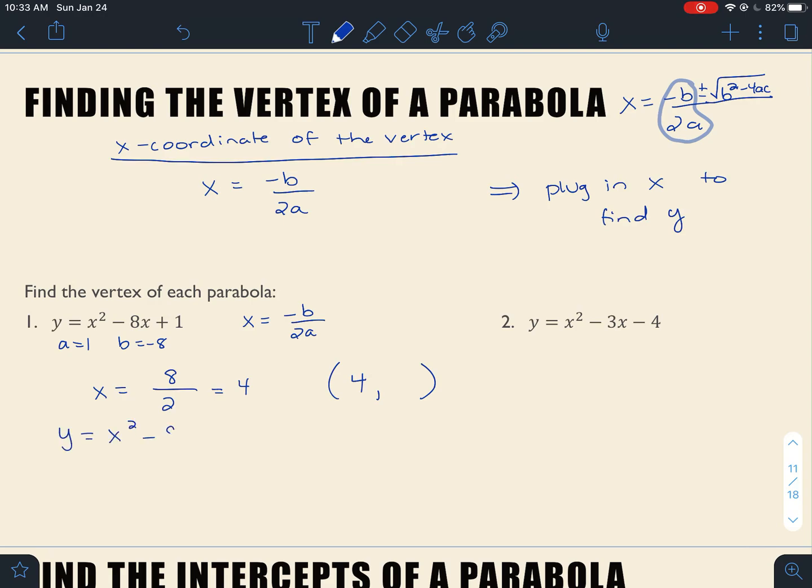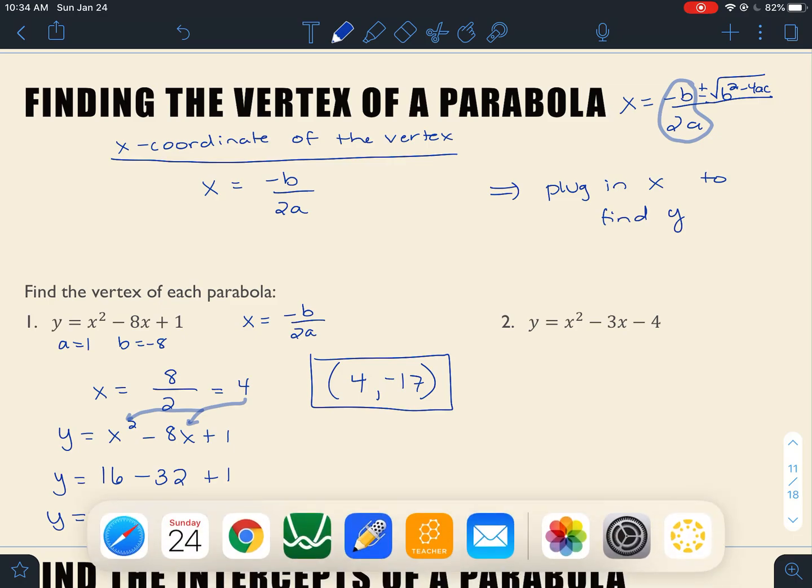So y equals x squared minus 8x plus 1. So I'm going to take that 4 and plug it in for both of my x's. So y is going to equal 4 squared is 16, minus 8 times 4 is 32, and then plus 1. So y is going to equal negative 16 plus 1, which is negative 17. So the vertex of that parabola is going to be at the point 4, negative 17.